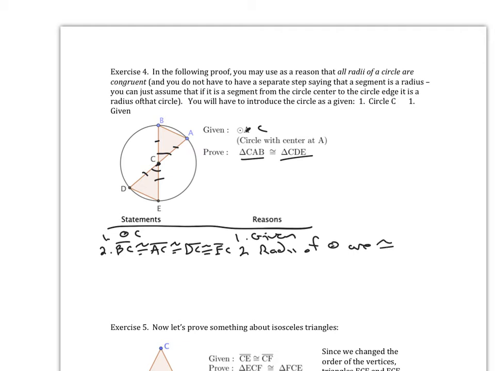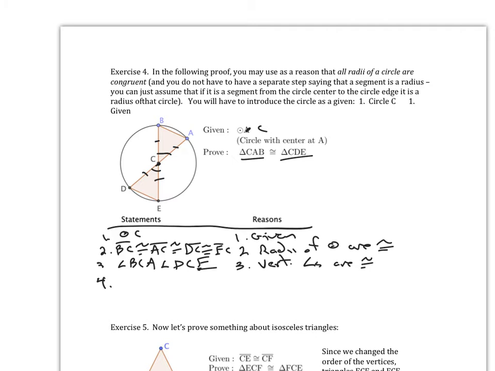Okay. And now we can also say that angle BCA is congruent to angle DCE. By the way, the order of points here does not matter. I could have said angle ACB is congruent to DCE, so that doesn't matter. That's reversible, unlike the order with triangles. Okay, and the reason here would be vertical angles are congruent.